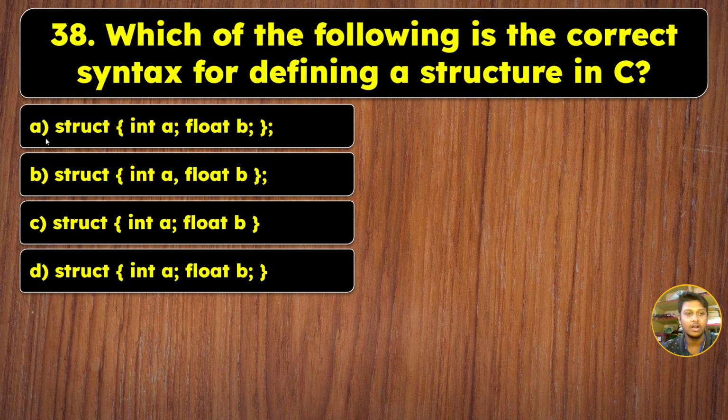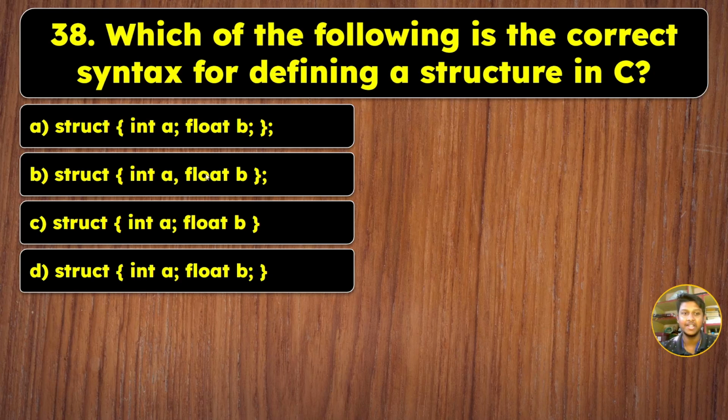Our next question is, which of the following is the correct syntax for defining a structure in C? Option A, struct, then inside that int a comma float b, and after that a semicolon. Option B is struct, then inside that int a comma float b, and after that a semicolon. Option C says struct and open curly braces, int a semicolon float b semicolon, end of curly braces. And option D, struct curly braces, int a, then semicolon, then float b semicolon and curly braces. If you have found the correct answer, please comment in the comment section below.